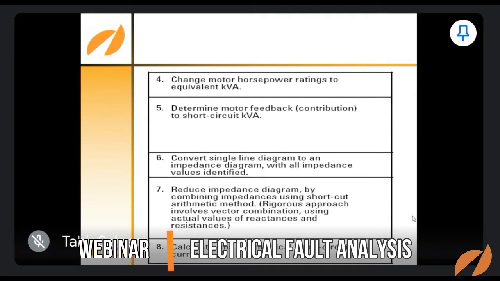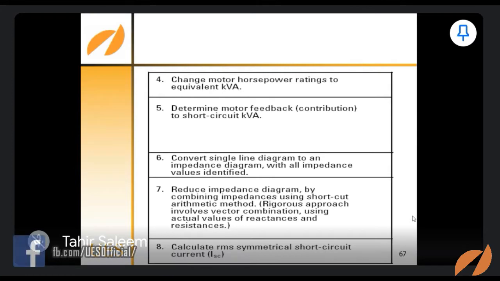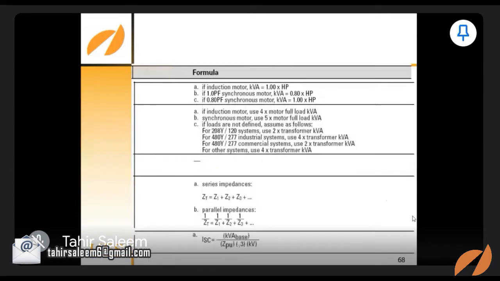Convert the single line diagram to an impedance diagram with all impedance values identified. Reduce impedance diagrams by combining impedances using the short circuit arithmetic method. The rigorous approach involves vector combination using actual values of reactance and resistance. Calculate RMS symmetrical short circuit. It's simple. So you can see these are the different formulas and assumptions. You can have it over here.